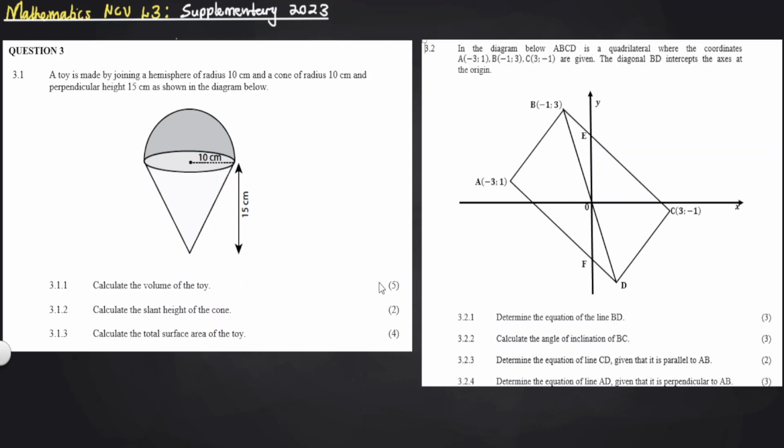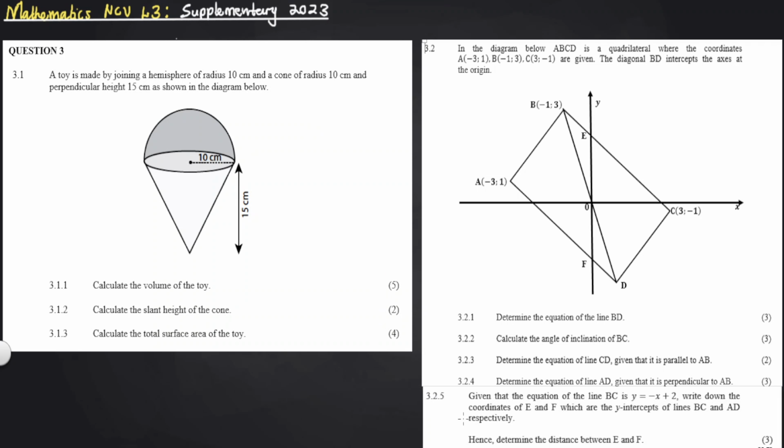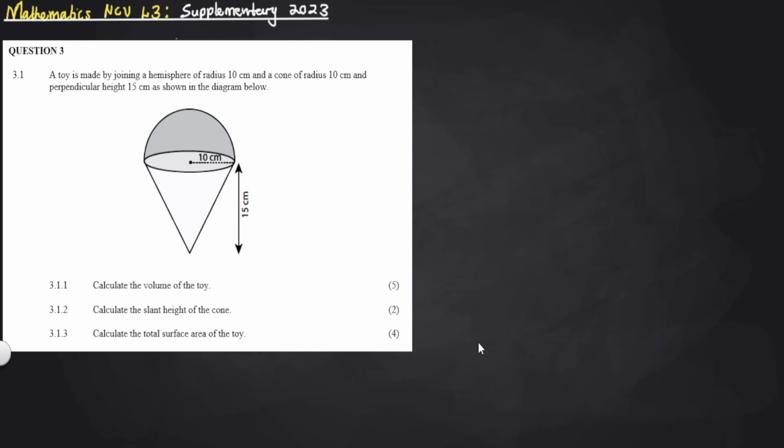Let me hide this one. This question has a last question, 3.2.5, but we're going to get to it. But let's start with 3.1.